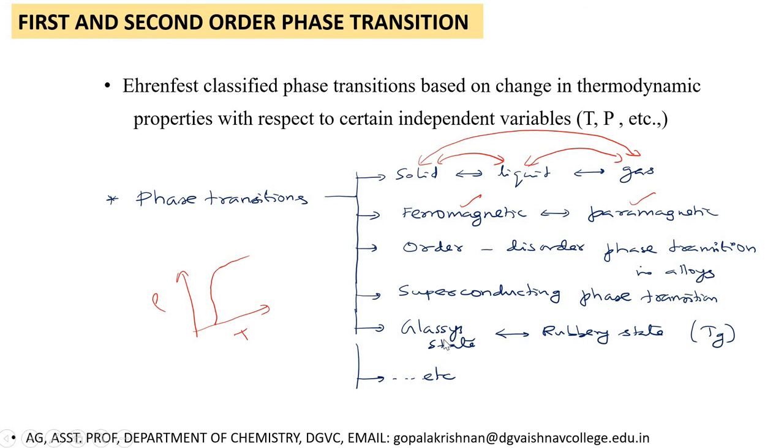Similarly, in amorphous substances, right? Amorphous substances change from glassy state to rubbery state, right? This is also a phase transition. Like this, we have many different types of phase transitions available. Now, what we are going to do, we are going to learn how to classify these different phase transitions, right, based on the Ehrenfest idea.